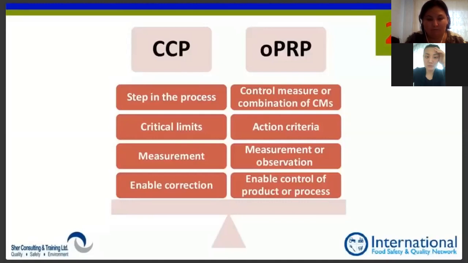And I do agree with Naronkai, who's saying, I hope you're pronouncing your name properly, OPRP looks like the preventive control in FSMA. Yes, yes, yes.